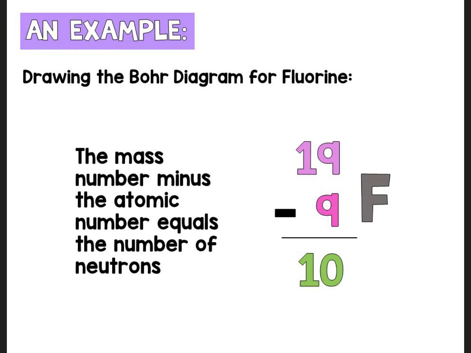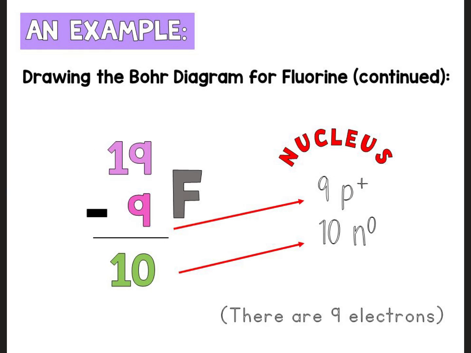Well, fluorine is F, and then on the top left, you're going to have the atomic mass from the periodic table, which is 19. On the bottom left, you're going to have the atomic number, which is 9. If you subtract the mass number minus the atomic number, you will get the number of neutrons, which for fluorine is 10. Remember, the atomic number is the number of protons. So your nucleus is going to contain 9 protons, P+, and 10 neutrons, N0.